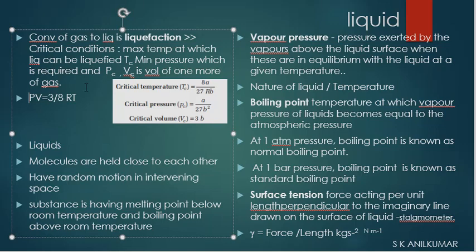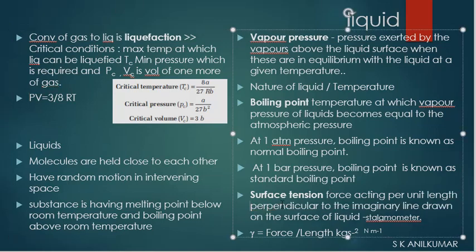Surface tension. The force acting per unit length perpendicular to an imaginary line drawn on the surface of the liquid is called surface tension. So on the surface of a liquid, the force acting per unit length perpendicular to the imaginary line drawn on the surface is called the surface tension. The surface tension of a liquid is different for mercury, for water, and for kerosene. This is measured by a stalagmometer. How is it measured? Gamma equals force by length. The unit is kilogram per second square, or Newton per meter.